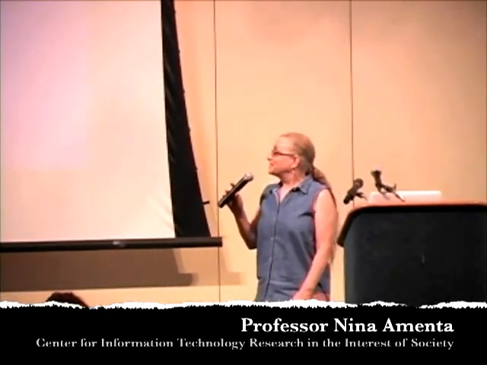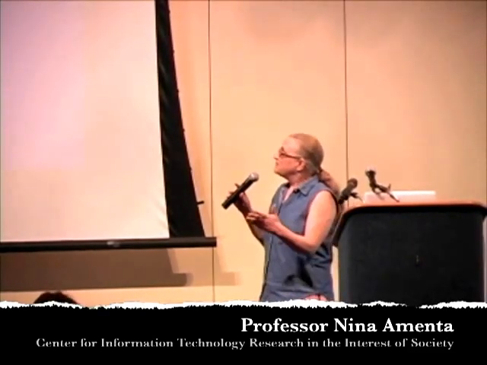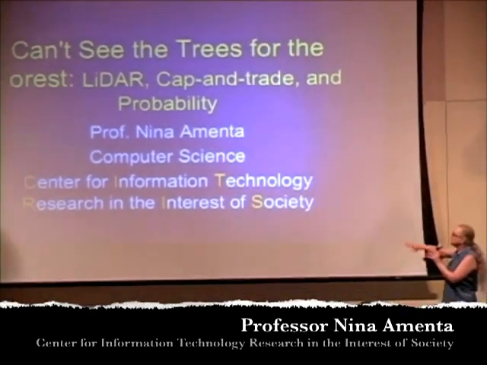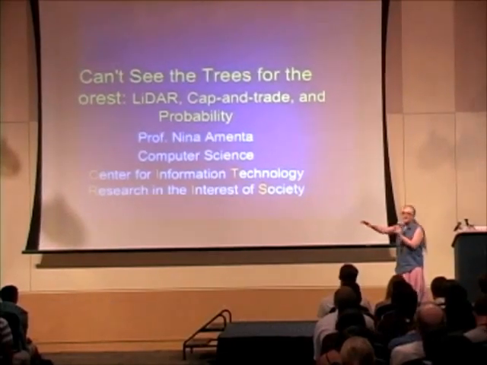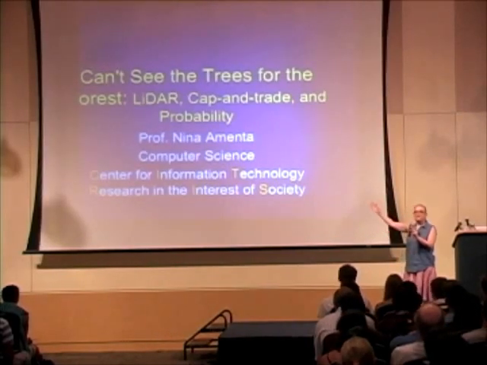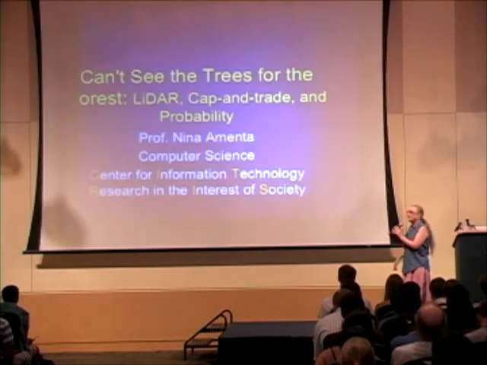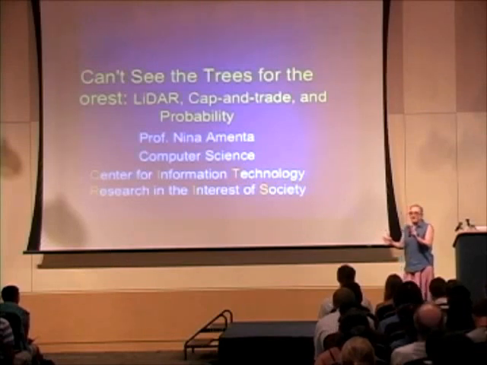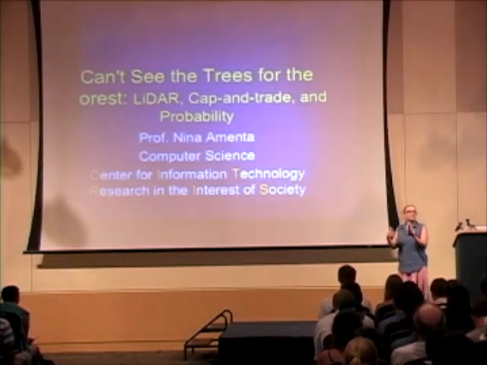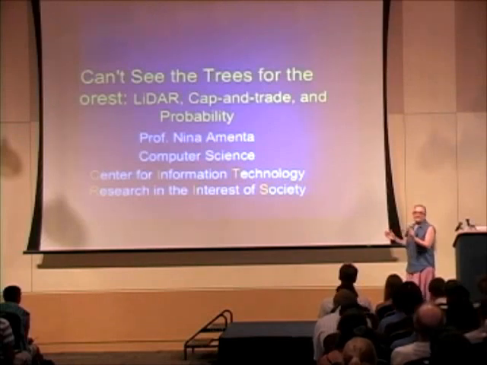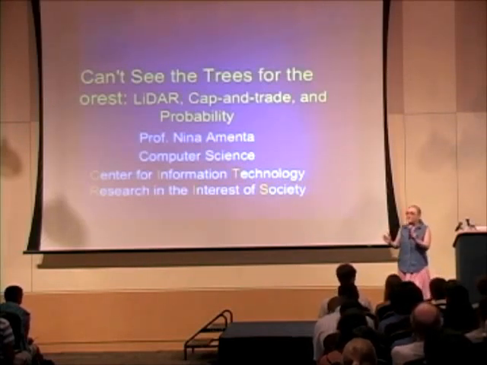Okay, so in addition to being a professor of computer science, I have recently become the director of something called the Center for Information Technology Research in the Interest of Society, or CITRIS, at UC Davis. It's a collaboration across a bunch of the UC campuses. And the idea of this thing is to get computer scientists, electrical engineers, mathematicians, statisticians, people who work with data, to do things that are actually useful for society. This is something I'm actually very interested in doing.